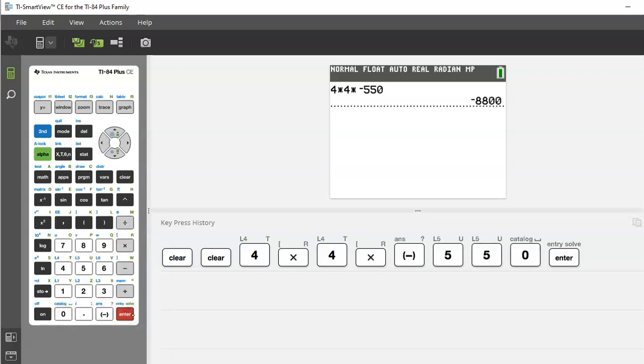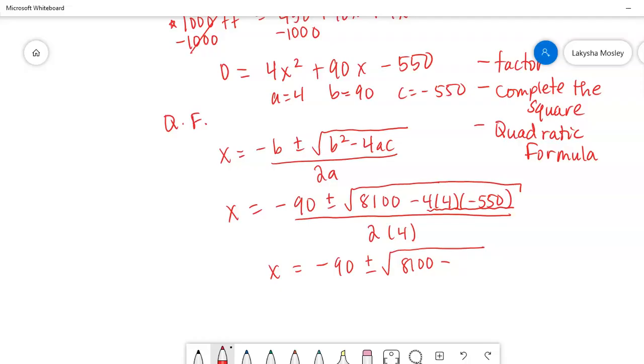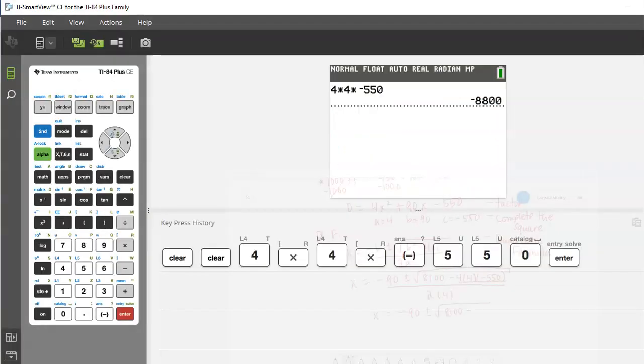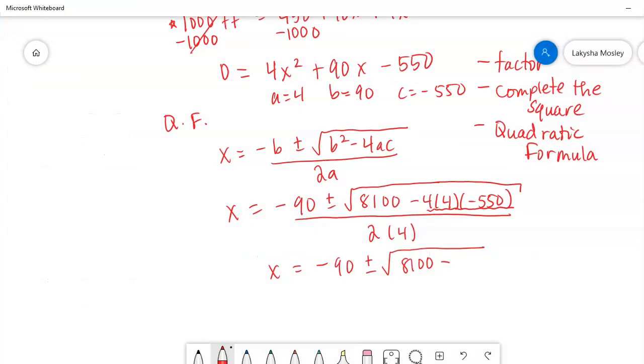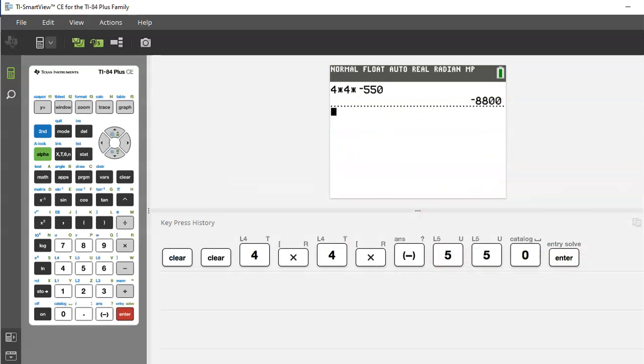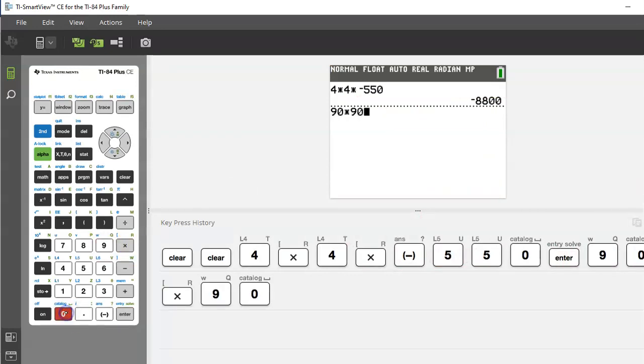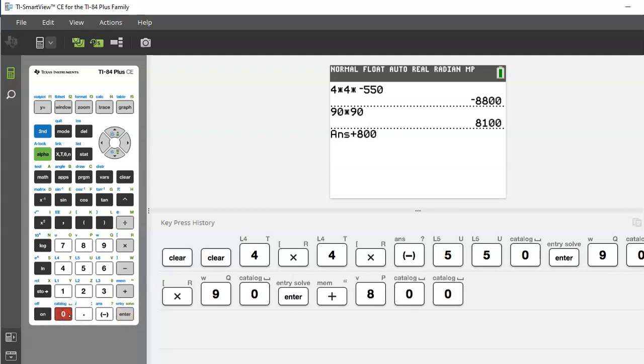So I get basically negative 8,800, but I want to go back real quick, make sure I have the right numbers. Yeah, 4. Yeah, so negative 8,800 here. And just to double check, because I did it off the top of my head, I'm going to do the 90 squared. And yes, it's 8,100. Okay, so we're good. So now we're going to end up adding these two values together. So let's take the 8,100 plus the 8,800.